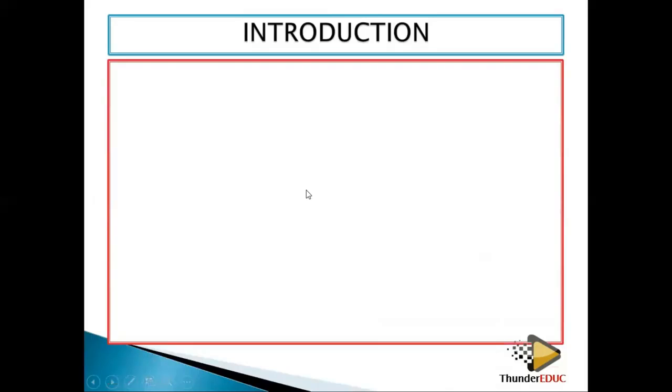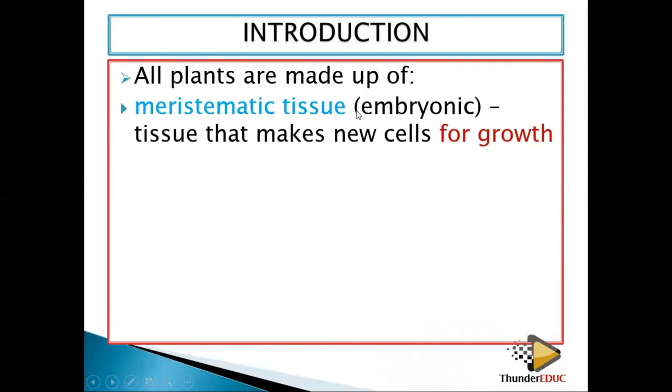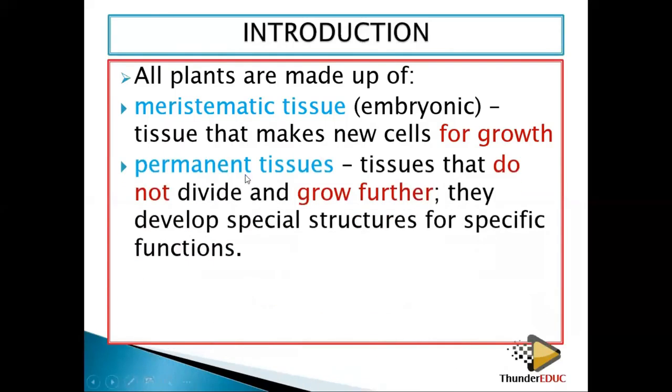So let's look at the introduction. All plants are made up of, number one, meristematic tissues. Those are the embryonic tissues that make new cells for growth. So it means that these cells have the ability to grow. Number two, permanent tissues.